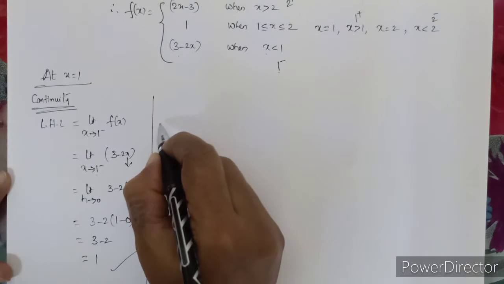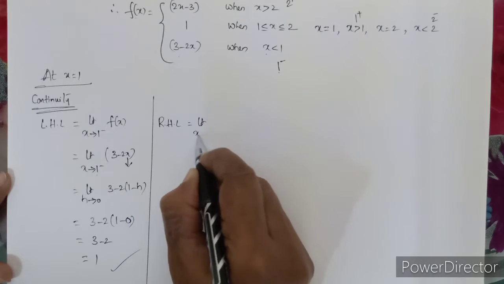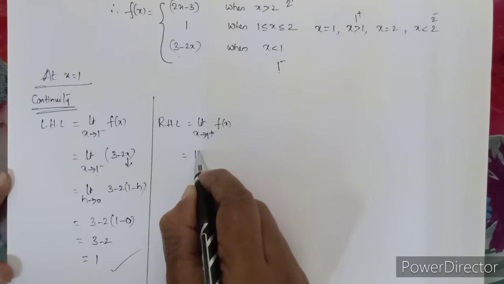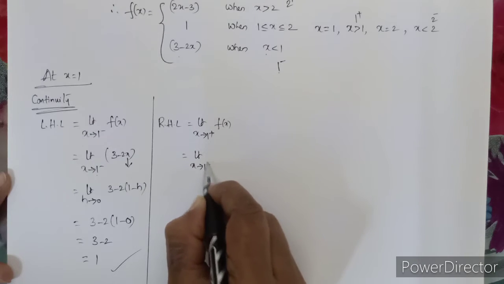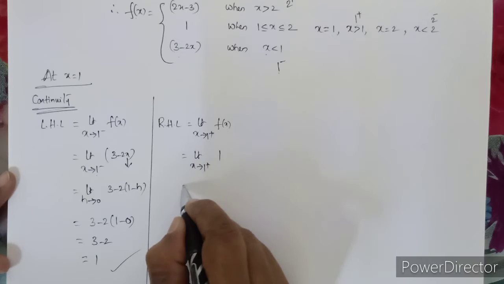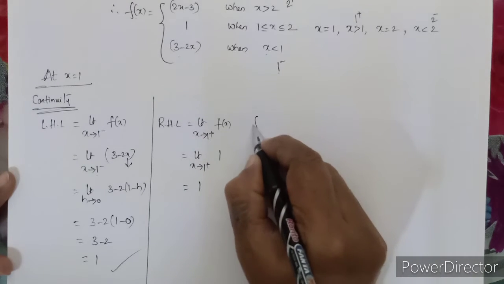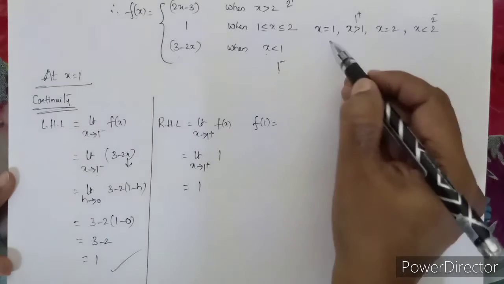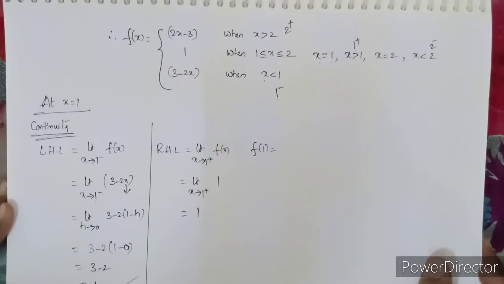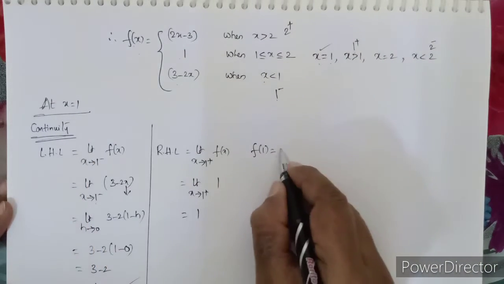Now we see right-handed limit. Limit x tends to 1 plus f of x. Limit x tends to 1 plus here, f of x is 1. Limit of constant is constant. Next we see third one, f of 1 equal to 1. Put x is equal to 1 here. F of 1 equal to 1.